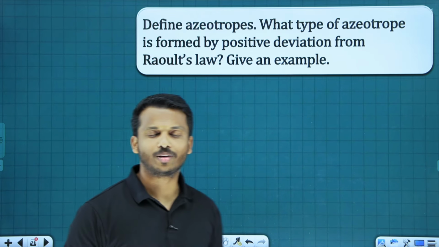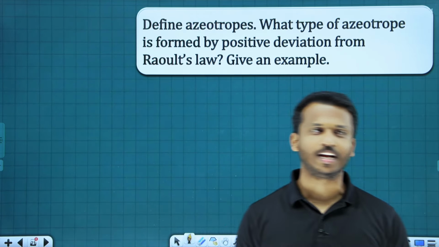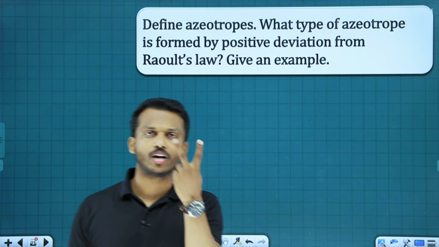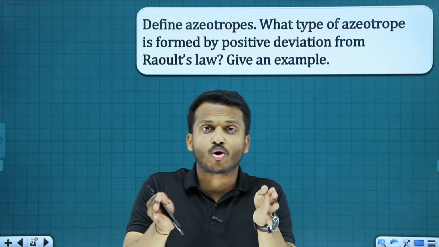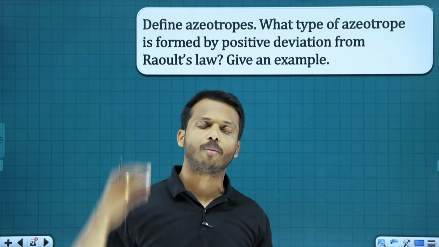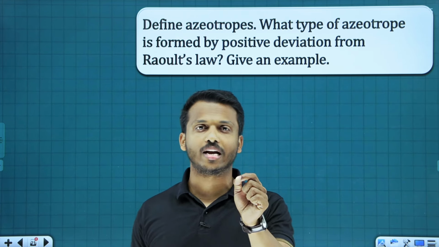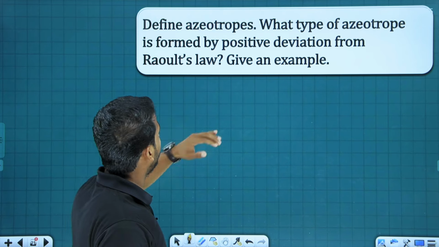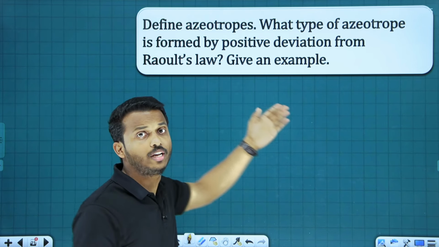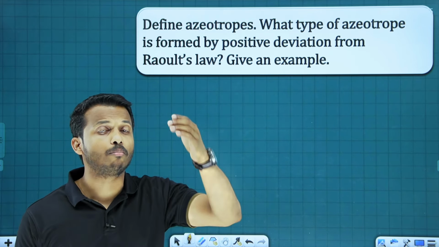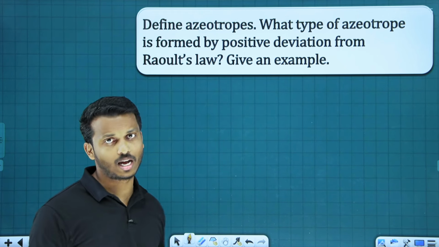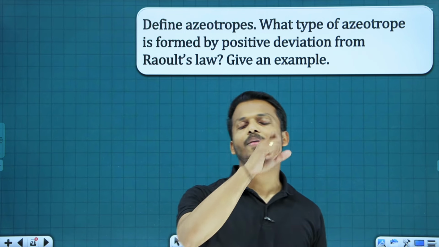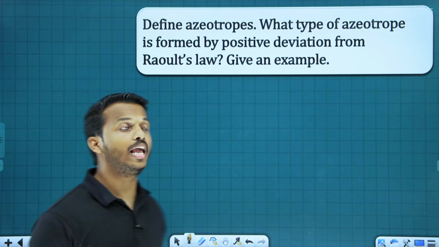Ready? Define azeotrope. Tell me, what is the azeotrope definition you studied? Azeotropes are binary mixtures, which means they contain two components having the same composition in their liquid state and vapor phase, and boil at a constant temperature. And the question: what type of azeotrope is formed by positive deviation? Minimum boiling azeotrope. Why positive deviation for minimum boiling azeotrope? Because AB interaction is weaker than AA and BB.